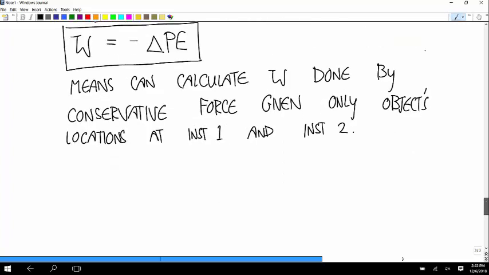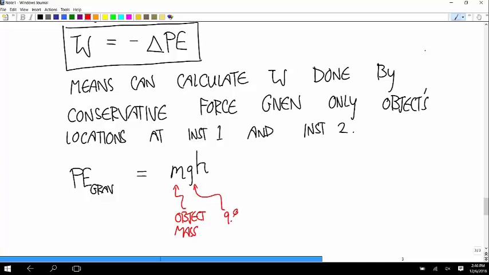Okay, here's what the potential energy functions look like for weight and spring forces. The potential energy due to gravity, the gravitational potential energy, is equal to the mass of the object times 9.81 meters per second squared times the object's height. So this is the object mass. This is 9.81 meters per second squared. And this is the object's height.